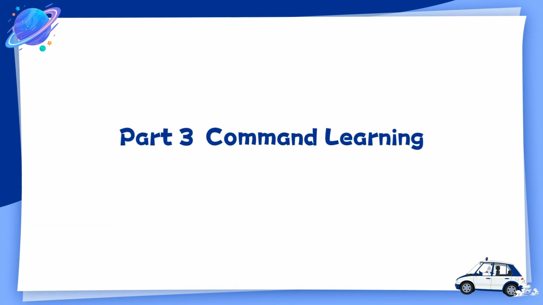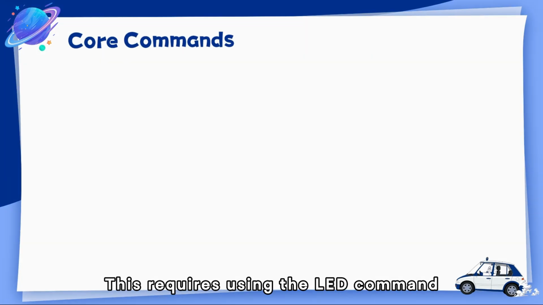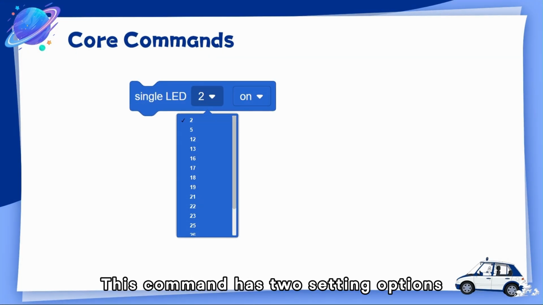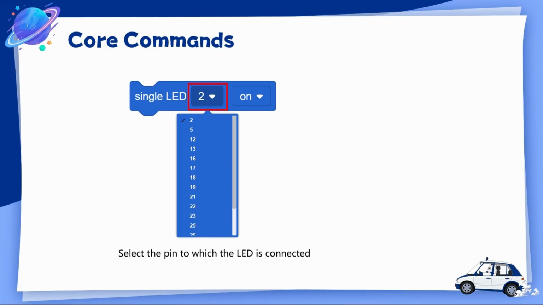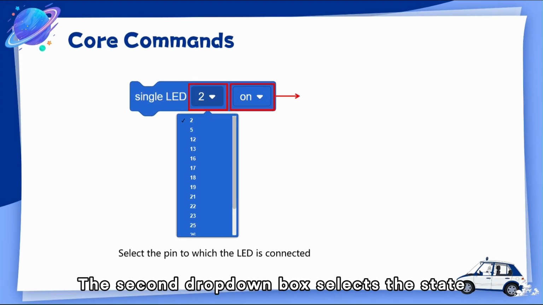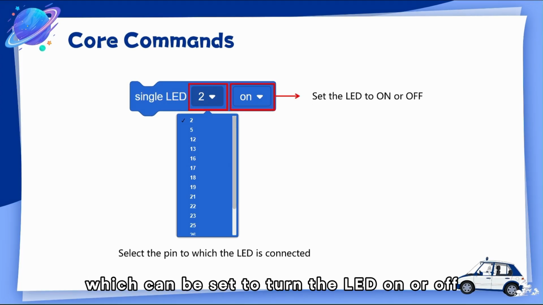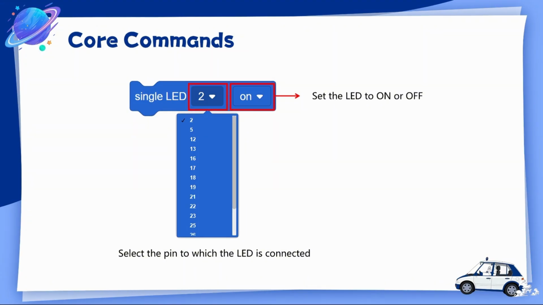Part 3. Command Learning. The hardware is connected, so how do we make it light up? This requires using the LED command. This command has 2 setting options. The first drop-down box selects the pin connected to the LED. The second drop-down box selects the state, which can be set to turn the LED on or off.